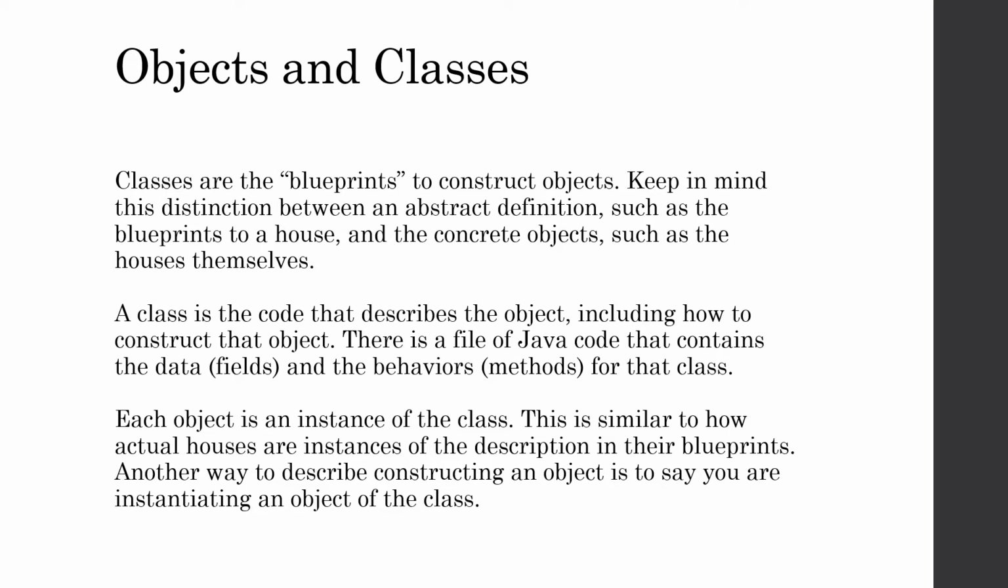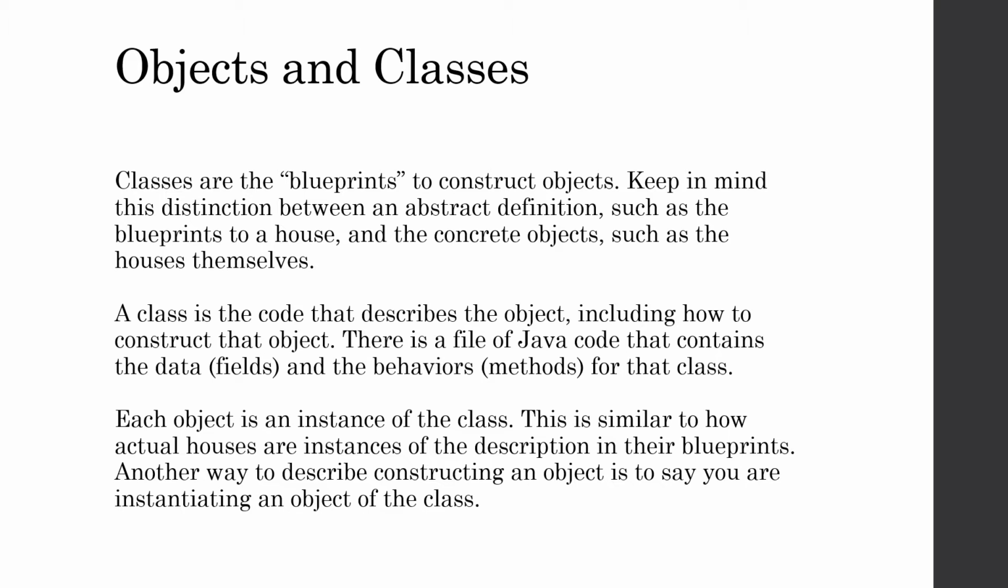So when we talk about objects and classes, we want to make sure that we understand that those are two very distinct things. Essentially, the relationship between them is that we're using the classes, the blueprints, to actually make or construct the objects that we're going to use later in our code. A class is going to be the code that describes the object, including how to actually go about constructing that object. Just like a set of blueprints describes how to construct a house, the class, the code that we've written, describes how we go about constructing our objects of that class.